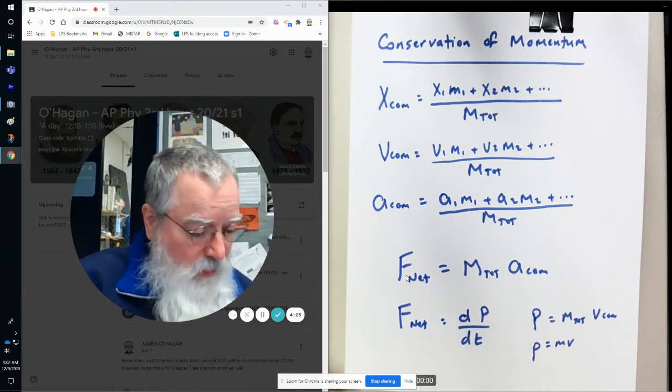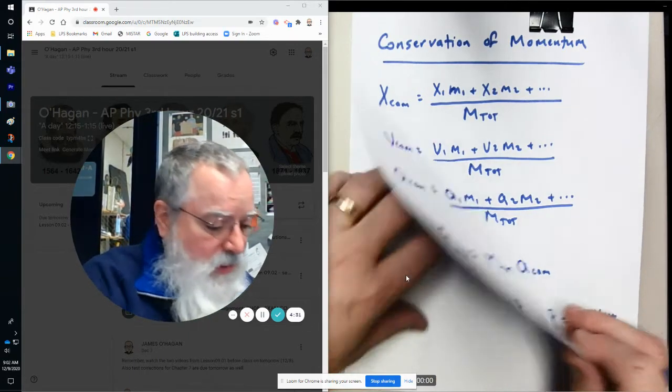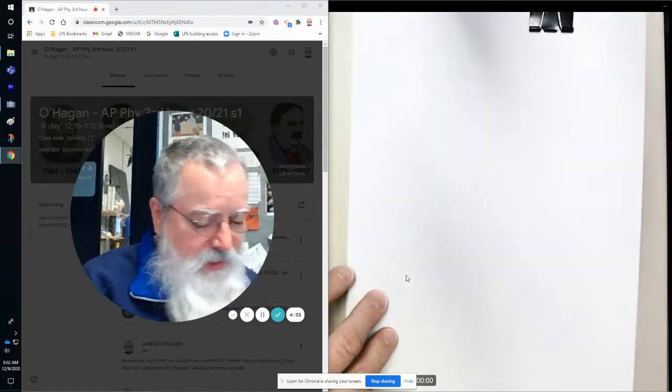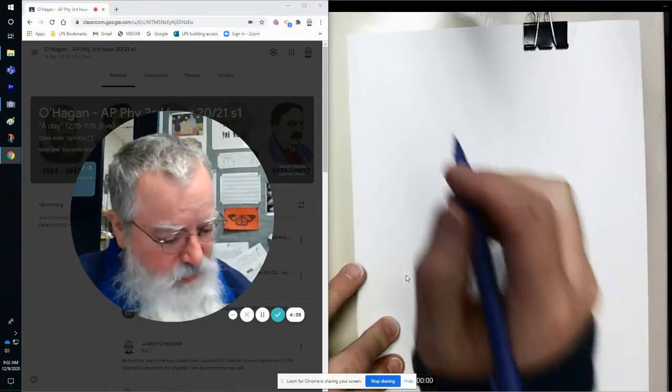All right, so these are our starting points. From these, we're going to be able to get conservation of momentum, and here's how we do it. First step, let us assume a closed system.